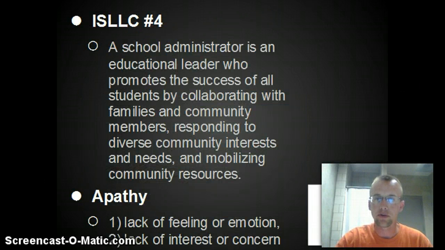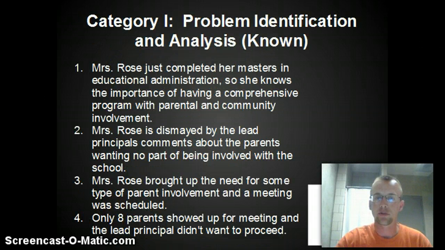A school administrator is an educational leader who promotes the success of all students by collaborating with families and community members, responding to diverse community interests and needs, and mobilizing community resources. I was unsure of the definition of apathy, so I looked it up, and Webster says it's a lack of feeling or emotion, or the lack of interest or concern.